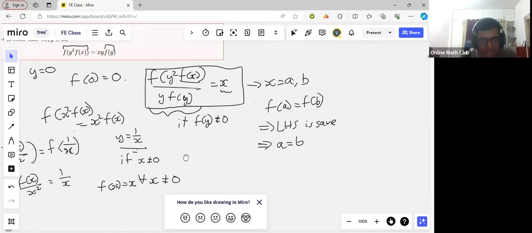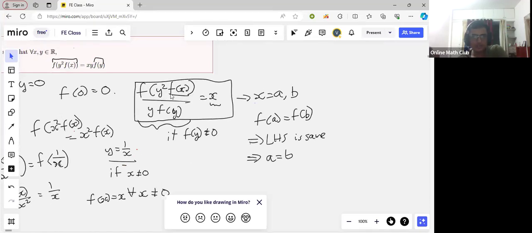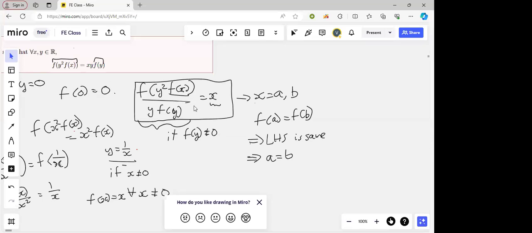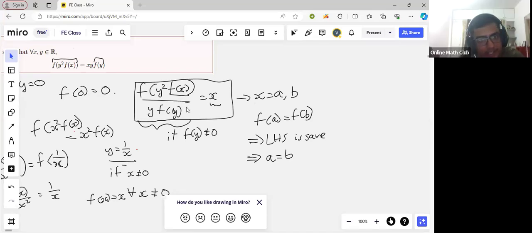Okay, is this clear that f of y square f of x upon y f of y is equal to x? How we got this equation? We just took y f of y onto the other side. The reason we have done this is we get x on one side, and everything on the left side only depends on f of x. There's no term like f of x plus y or anything like that, right?